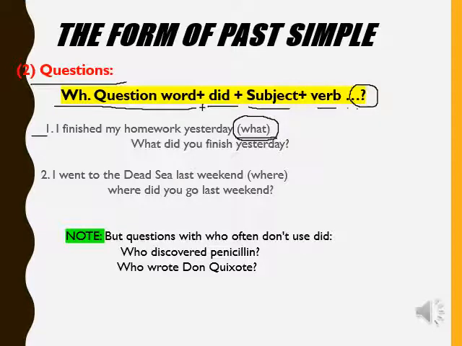The first step, as my rule says, I'm going to put what. After what, I have to put did. So I say what and did. Then I have to look for the subject. Where is the subject of my sentence? I.